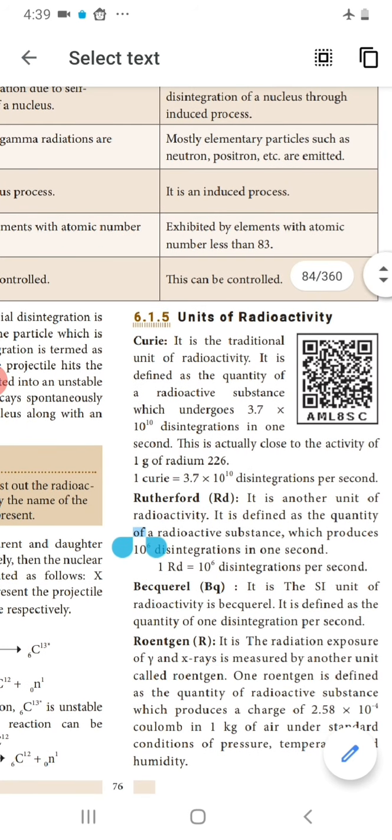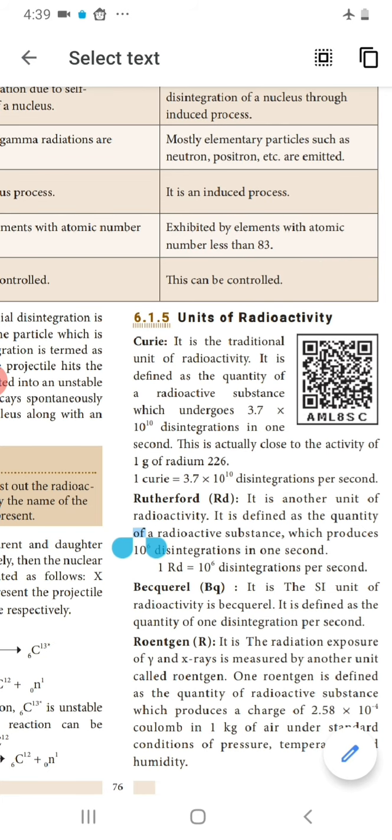So what are the units of radioactivity? Curie. 1 Curie is 3.7 into 10 to the power of 10 disintegrations per second. Next unit of radioactivity is Rutherford. 1 Rutherford is equal to 10 to the power of 6 disintegrations per second. And next is becquerel. It is the SI unit of radioactivity. So 1 becquerel is equal to 1 disintegration per second.